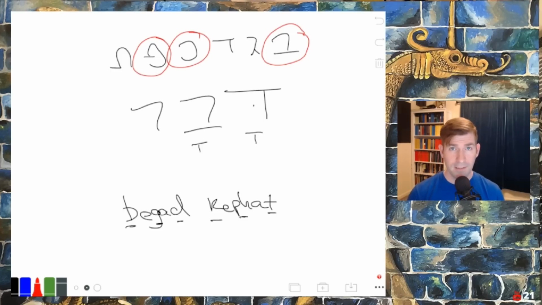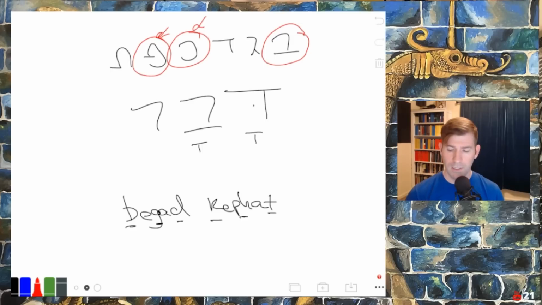So bait can be pronounced b, like a B, or v, like a V. Go back to the previous lessons to drill that down. The kaf can be k, like a K, or some people pronounce it in a more Arabic style. And then the pay is p, like a P, or f, like PH.